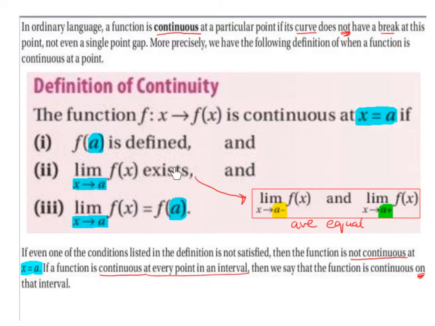So for the limit to exist, remember, the limit of f of x as x approaches a from the left and the limit of f of x as x approaches a from the right must be equal to each other. If even one of the conditions listed in the definition is not satisfied, then the function is not continuous at x equals a. If a function is continuous at every point in an interval, then we say that the function is continuous on that interval.